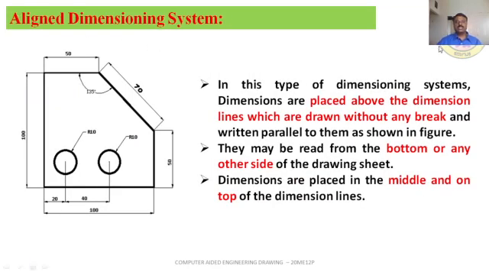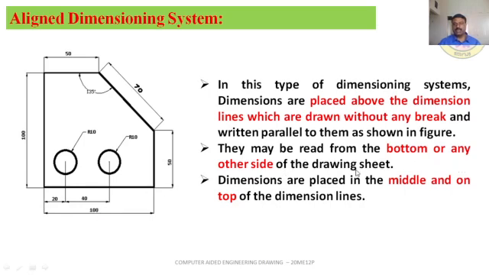Okay, aligned dimensioning system. Go through this. In this type of dimensioning system, dimensions are placed above the dimension lines, which are drawn without any break, and written parallel to them as shown in the figure. See here, this is the dimension line and this dimension text or figure is placed above the dimension line at the center. Just leave 1 millimeter gap above this dimension line. You have to show it.